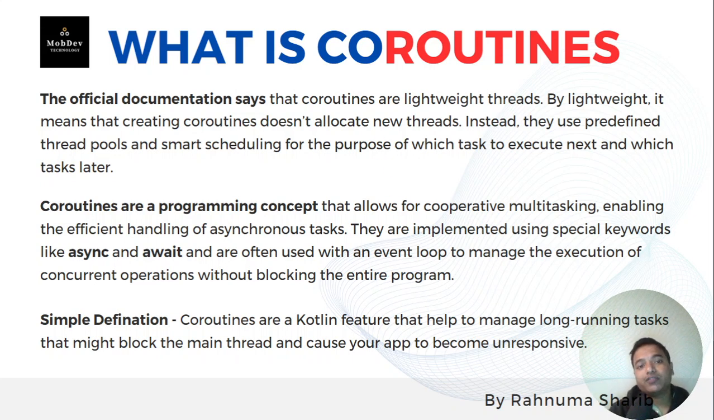Let me revise it again for better understanding. If someone in an interview asks what coroutines are, you can say that coroutines are lightweight threads. By lightweight, it means the creation of a new coroutine does not need a new thread, and thousands of coroutines can be performed inside one thread. This is how it is lightweight. If you still don't remember this, just say that a coroutine is a feature that helps us manage long running tasks without blocking the main thread. This is the simplest one.